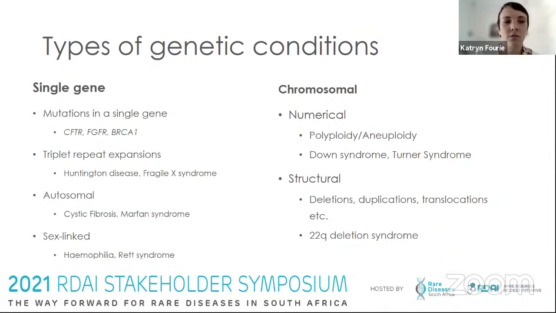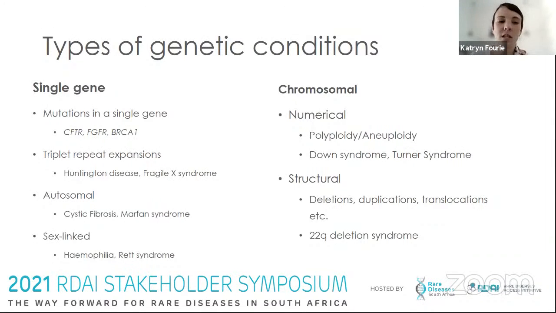And one of the reasons for that is that we obviously have a lot of types of genetic conditions. So very briefly, they can be divided into things like single gene conditions, which is a mutation in a single gene, and triplet repeat conditions. Single gene conditions then also are autosomal or sex-linked. And then you also have chromosomal problems, numerical, which is your more common genetic things, I suppose, like Down syndrome, Turner syndrome, but then also other chromosomal structural conditions.